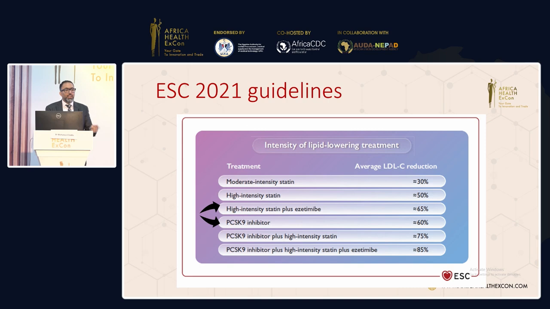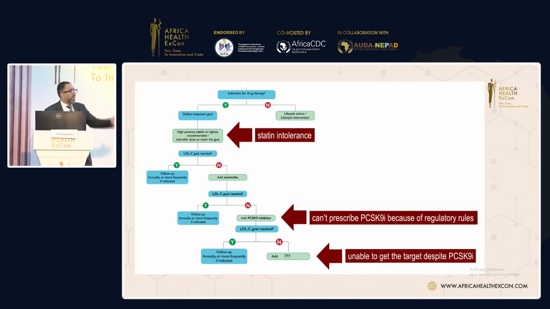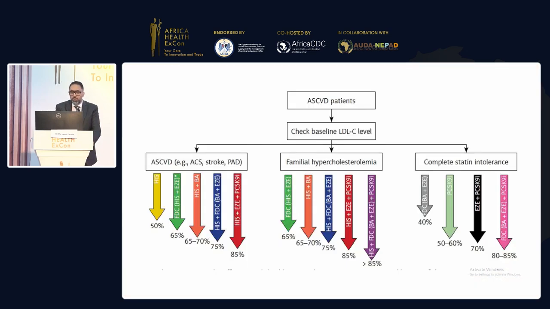Also, a new weapon we can use is called bempedoic acid. It adds more reduction, 20% additional reduction, in that patient. This is a further step I can use, high intensity statin and ezetimibe, before I go for PCSK9. So if I have a patient, I go for statin therapy. If the statin is tolerated and I don't reach the goal, I add ezetimibe. Still not reaching the goal, I can add bempedoic acid before I reach PCSK9.